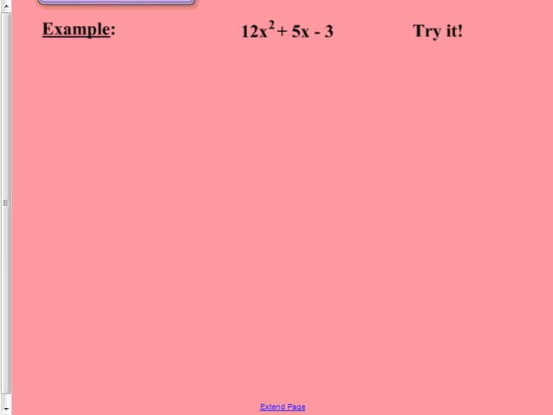One more question. 12x squared plus 5x minus 3. Also copy this one down and work it out.